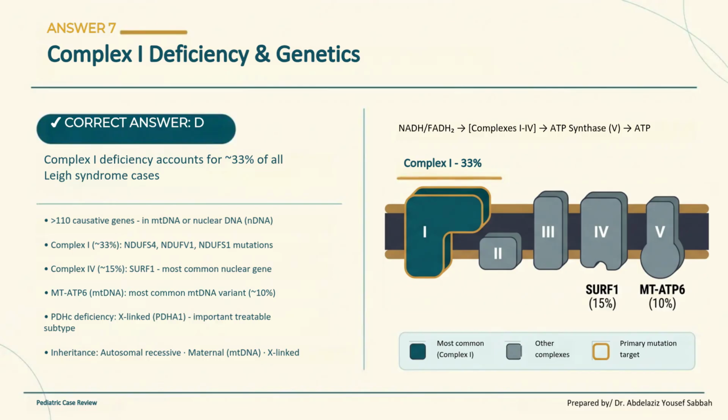Complex 4 deficiency accounts for around 15%, with SURF1 being the most common nuclear gene. The mitochondrial ATP6 gene is the most common mitochondrial DNA variant at roughly 10%. Pyruvate dehydrogenase complex deficiency is X-linked and is an important treatable subtype. Inheritance may be autosomal recessive, maternal, or X-linked.